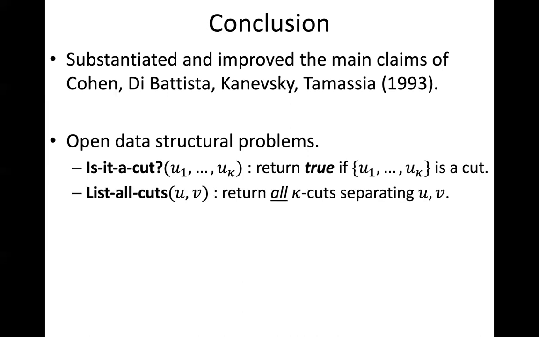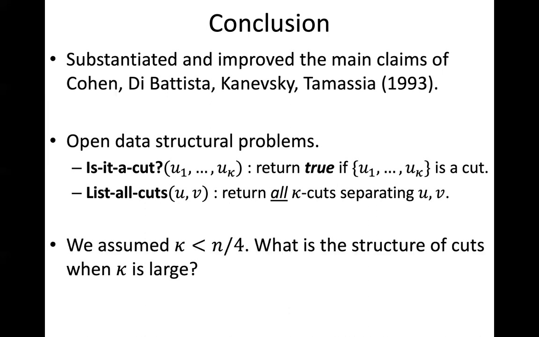Another type of query we could answer is, given two vertices, return all the minimum cuts separating U and V. And here we would want to spend linear time in the output size with roughly n times kappa space. Another interesting open problem is that we assume kappa is pretty far bounded away from n. So, not when the vertex connectivity is too large.